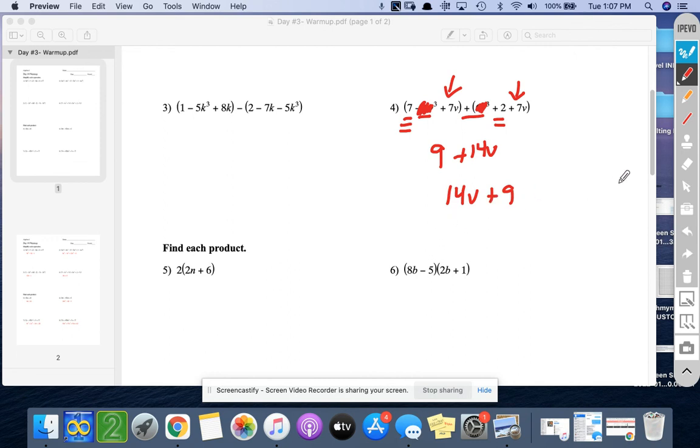Okay? All right, so then the last examples. Okay, the last examples that we talked about would be multiplying.